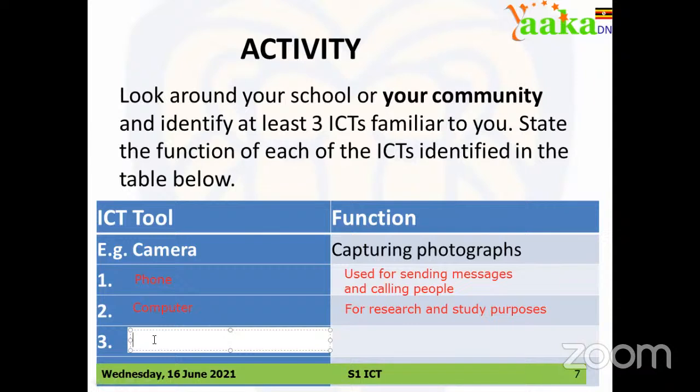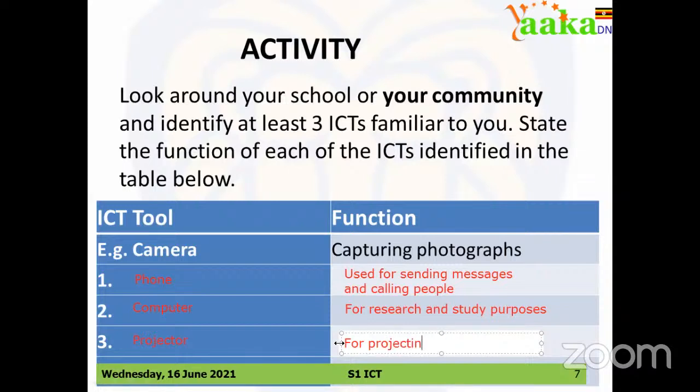Daniel, I need a point from you. Identify a tool and its function. A projector, for projecting information from a computer onto an external surface, for display. Projecting information, images, videos onto a large surface, right? Yes, a large surface or audience.